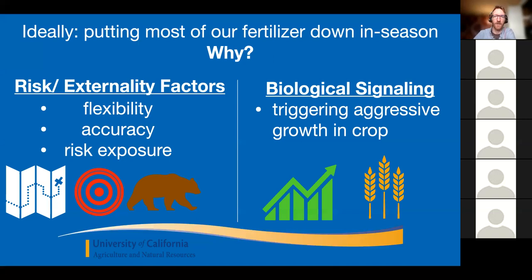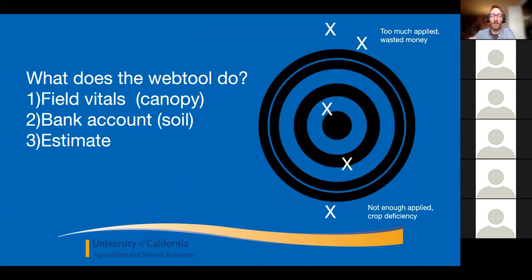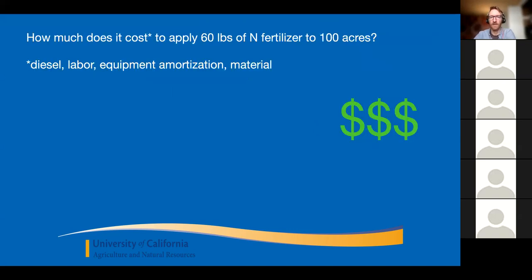There are my images for that. And what does the Webtool do? It helps us line this all up. So we're going to take the field vitals. We're going to check the vital signs of the field by looking at the canopy and comparing those two canopies. We're going to look at the soil. It is basically our bank account to see how much nitrate is left in there. And then we're going to come up with an estimate of how much we need to put in there or not put down to carry that crop to harvest, the amount of nitrogen that it's going to need to finish it up based on our yield expectations.